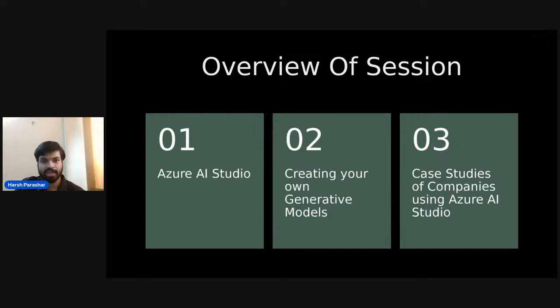Moving on to our next slide. Here we can see an overview of our session. Firstly, we will see what Azure AI Studio is. Secondly, we'll see how we can create our own generative model, in which we will also show you brief content about generative models, and we'll explain a little bit of the concepts too, like variational autoencoders, artificial neural networks, what is the difference between artificial neural networks and convolutional neural networks, and some other types of networks too. So we'll see that in our second part, and the third part is our case studies. We'll see some case studies of companies using Azure AI Studio.